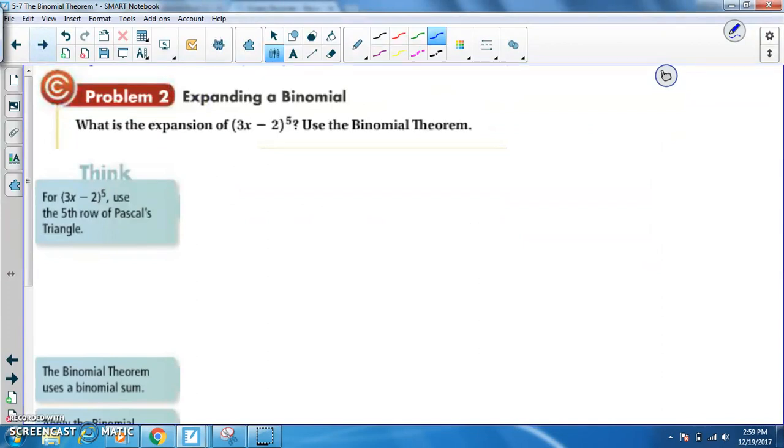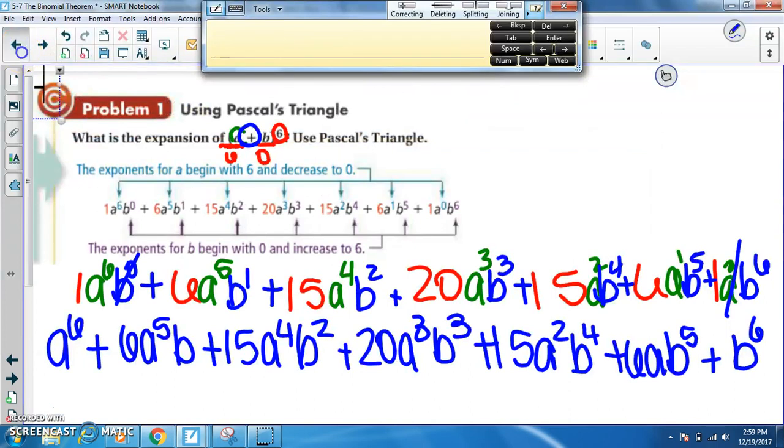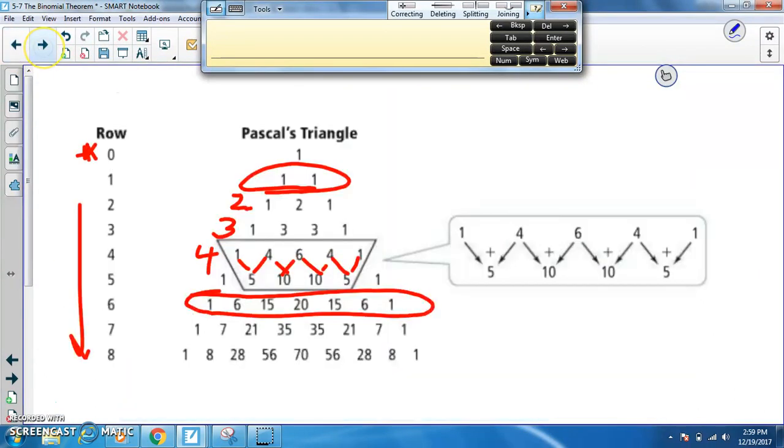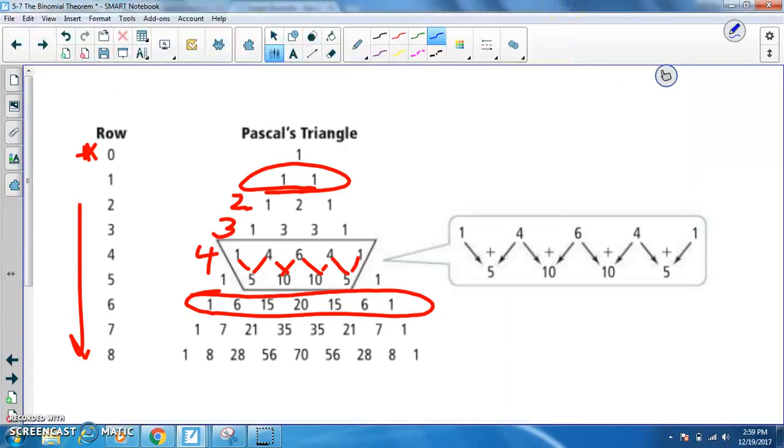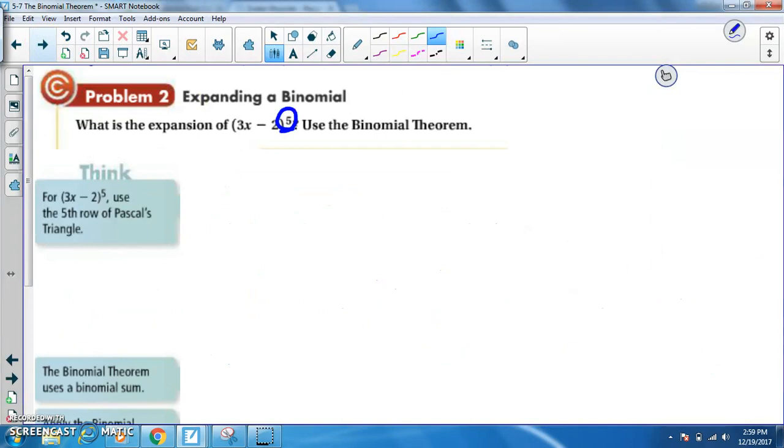And now let's do, what is the expansion of 3x minus 2 to the fifth? So we're going to use our binomial theorem. So we're using the fifth row of Pascal's triangle. If we go back to Pascal's triangle, we can see that the fifth row is 1, 5, 10, 10, 5, 1. So here I'm going to write 1, 5, 10, 10, 5, 1.